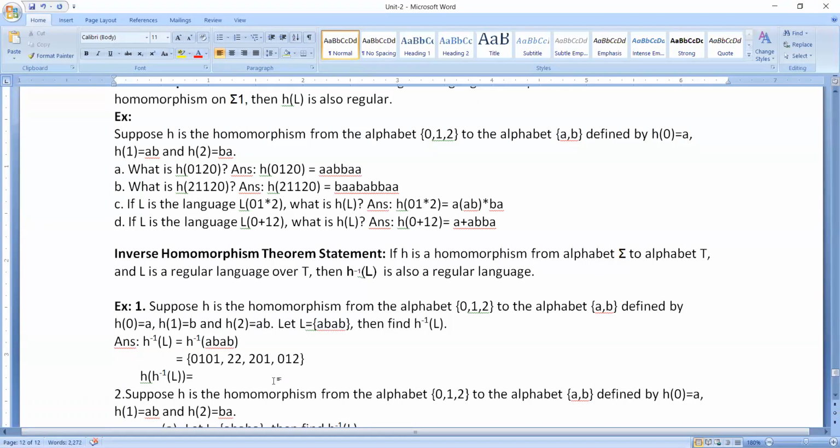So please try to understand. You know that A inverse of A will be something like A only. Likewise here also. Now when I apply the homomorphic function on this inverse, what is it going to produce? Let's have a look at this. So now find out the answer. What is 0101? You know H of 0 is A and H of 1 is B, so AB. 22 is AB. 201 is AB, B.